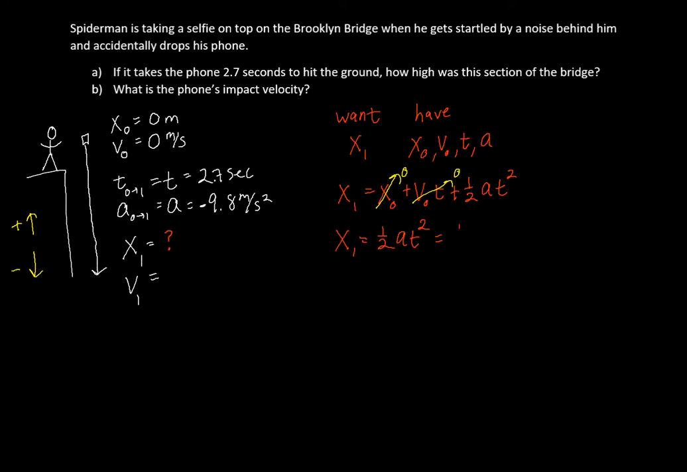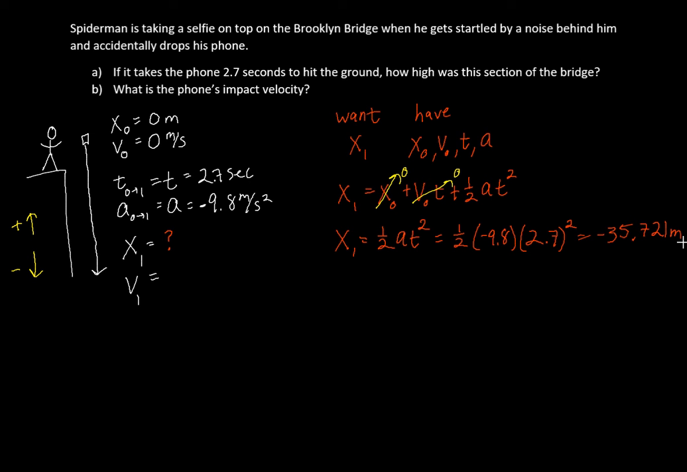So my final position is equal to 1/2 times my acceleration times my time squared. So I'm going to take a second to plug that into my calculator and do 0.5 times negative 9.8 times 2.7 squared, and I end up with negative 35.721. And since this is a position and we used our standard units, it's going to be meters.